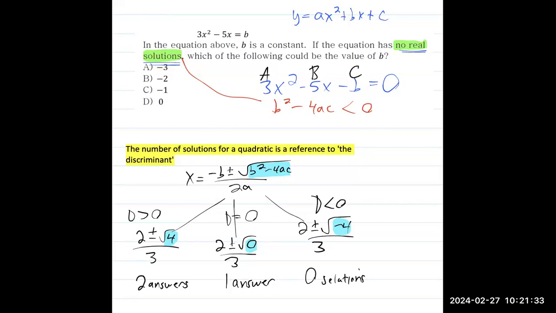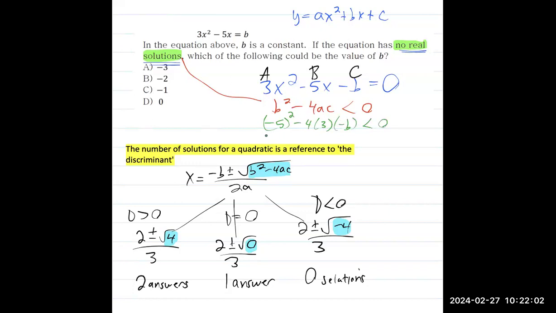Now, we're doing that on purpose in this example because we're noticing that that's what the SAT does. So if you just plug them in without even thinking about the confusion of the overlapping letters, it's even better. So b squared minus 4ac less than 0 is -5 squared minus 4 times 3 times minus b less than 0. So we just plugged in the idea that b squared minus 4ac is less than 0.